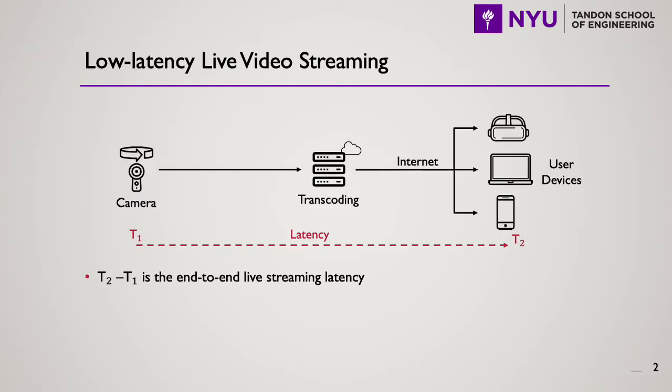In a live streaming system, after a video frame is captured by the camera, it will be uploaded to the cloud server. After the process of transcoding and packaging, video frames will be delivered to the end user's devices. As shown in the figure, the time gap between T1 when the frame is captured by the camera and T2 when the frame is rendered on the user's devices is the latency. In a low latency streaming system, the time gap between T1 and T2 is very short.